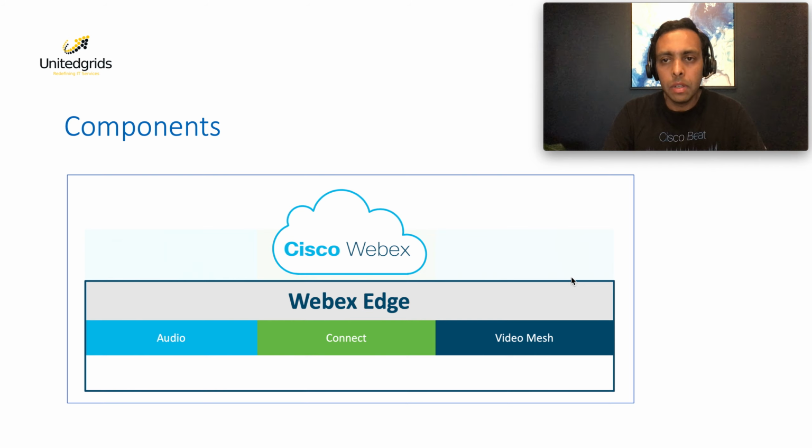So Edge as a solution, Cisco is pitching to customers in three components. One is the audio component, the second is the connect component, and the third is the video mesh component. The functionality which each of these components brings is entirely different. From a CCA perspective, we need to look into audio only, as well as the connect to an extent. Video mesh is a different offering altogether, which we will discuss in a couple of minutes from now.